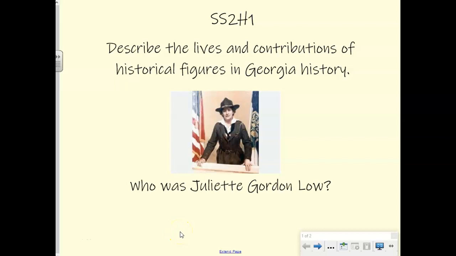Okay, boys and girls, we are starting a new lesson in social studies. We are going to learn about Juliette Gordon Low. Our standard says to describe the lives and contributions of historical figures in Georgia history. So we're going to learn who was Juliette Gordon Low.